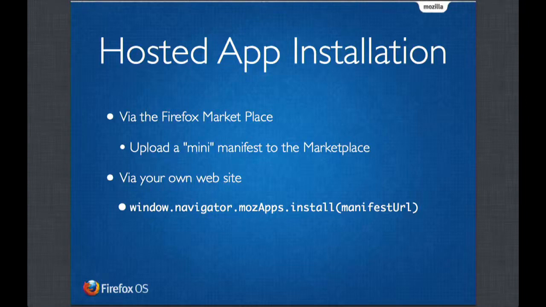But you can also install it on your own website. All you need to do is you create a little button or a link that calls an API called window.navigator.mozApps.install, and you point it to that manifest file, and now your phone knows, oh, hey, this is a hosted app that I can install on my phone.